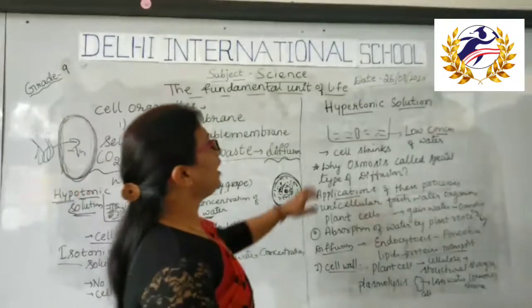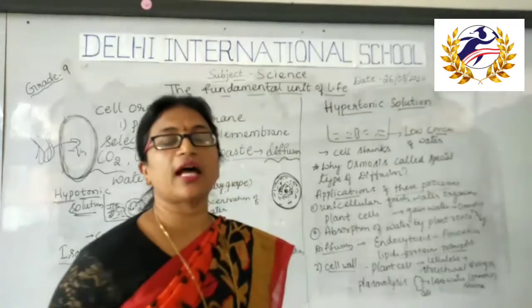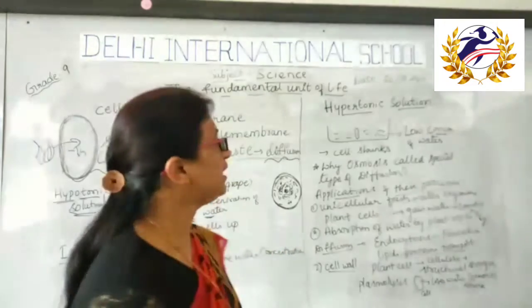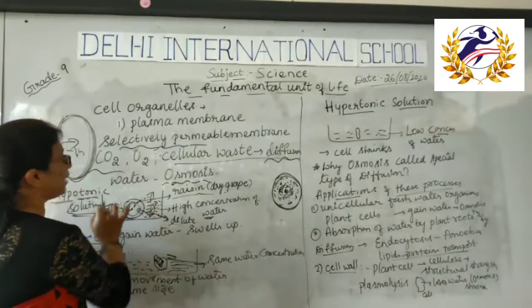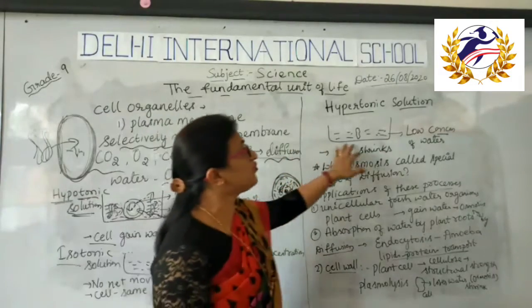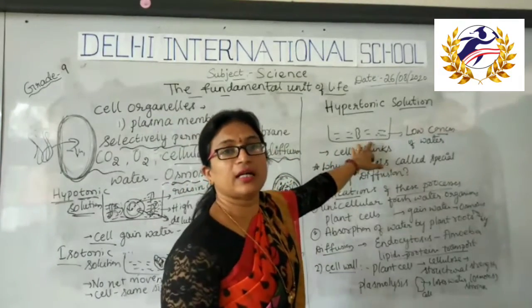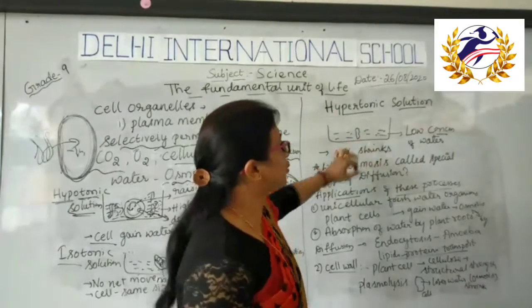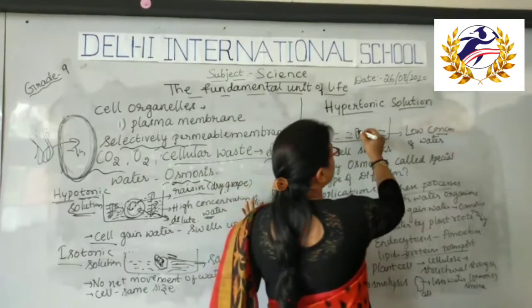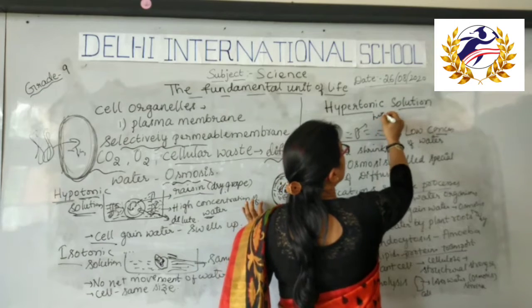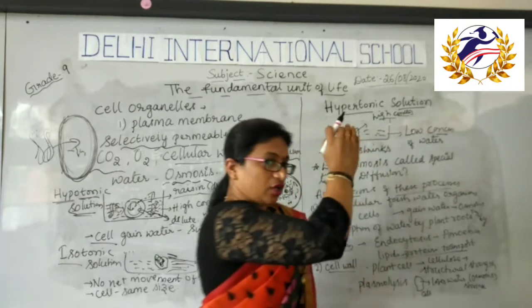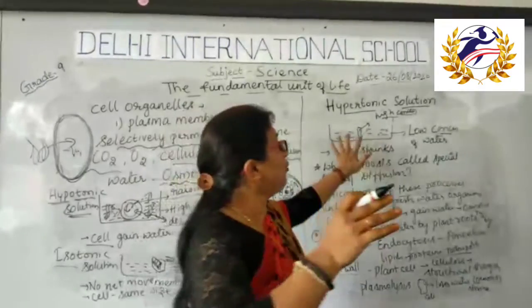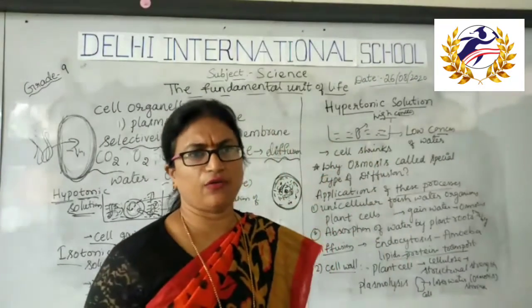So then when I take hypertonic solution, that means here, where in the earlier case I took dilute water, that's why it was called hypotonic. Hypertonic means very low concentration of water outside, and the cell has a high concentration of water. Inside the cell, high concentration of water is there and outside the cell, less concentration of water.